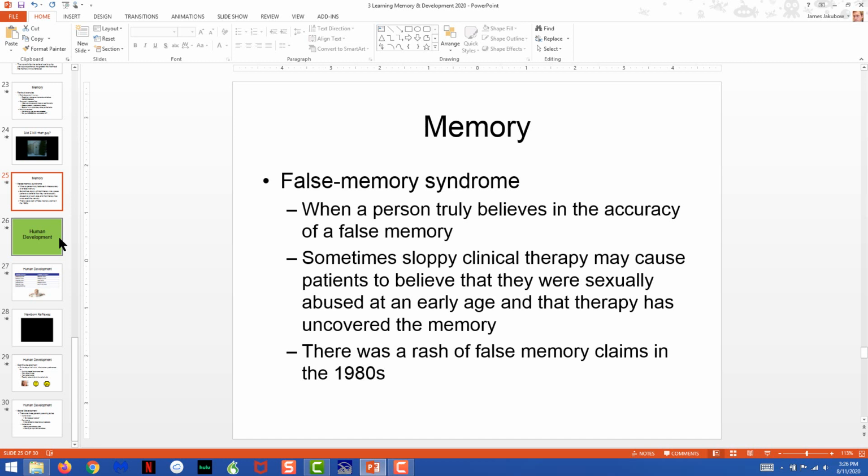False memory syndrome, which was actually first discovered back in the 1970s, is really related to much of the things we've been talking about, like the state-dependent and congruent mood memory issues, whereas the environment that you're in modifies what you remember. And in some cases, like with false memory, the environment you're in may cue in different components of memory that are not actually really correct.